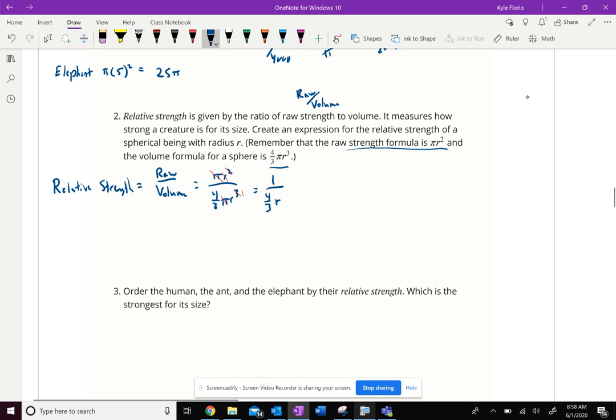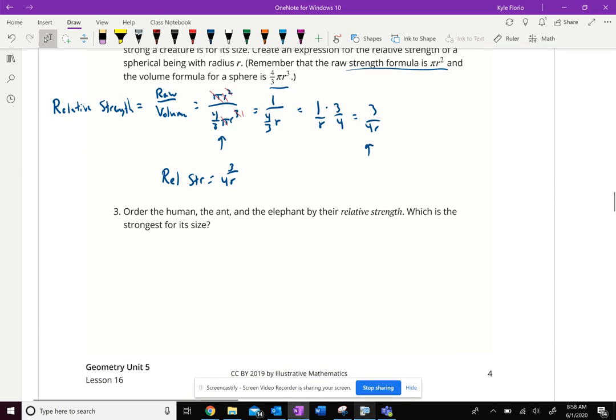And then the next thing I can do, if I'm dividing a fraction by a fraction, is keep, change, flip. So keep the top the same, change division to multiplication, and flip the 4/3. So that's going to be 3/4. The r is going to stay on the bottom. So 1 times 3 is 3, and r times 4 is 4r. So this expression simplifies to this nice expression for relative strength. So relative strength is 3 divided by 4r, which is the same thing, just simplified.